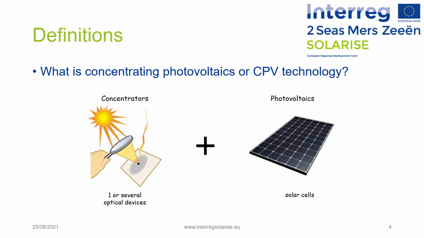First of all, what is concentrating photovoltaics or CPV technology? Well, the simplest answer is that this is a technology that associates a concentrator with a photovoltaic device. In a more detailed way, the concentrator is actually one or a series of optical devices that concentrate the sun beams onto a solar cell in order to increase the electrical output power of the photovoltaic device by increasing the intensity of input incident solar power.